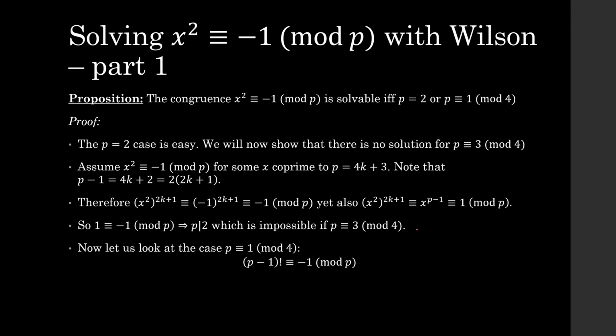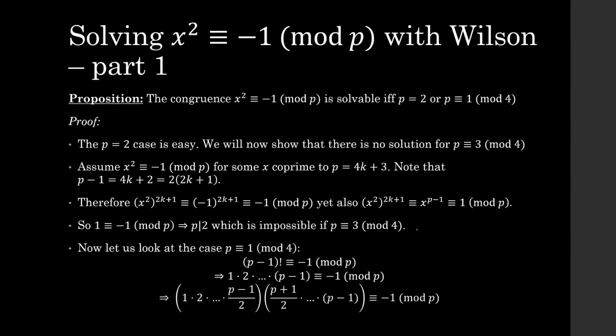Well, this is where we use Wilson's theorem. We've got P minus 1 factorial is going to be congruent to minus 1 mod P. That's just writing out Wilson's theorem, okay? So I can expand the factorial into 1 times 2 all the way times P minus 1 is congruent to minus 1 mod P. And I can further rewrite that as 1 times 2 times dot dot dot times P minus 1 over 2. And I can do that because P is odd, so that's going to be even. And similarly for P plus 1 over 2. And then I can keep going all the way to P minus 1, okay? And so I've just split it in half around halfway through this product.